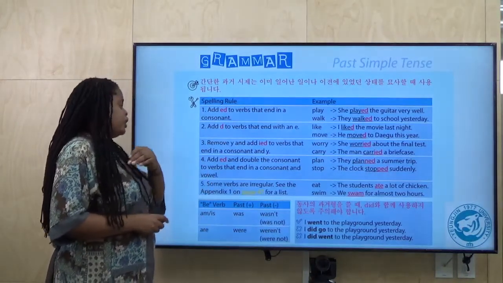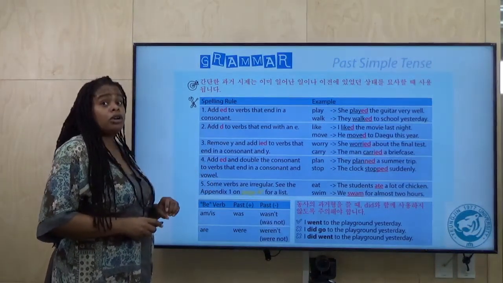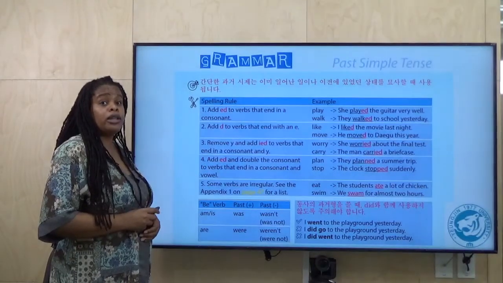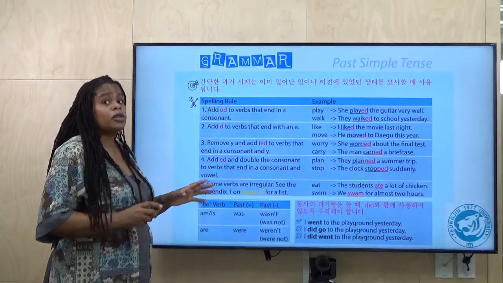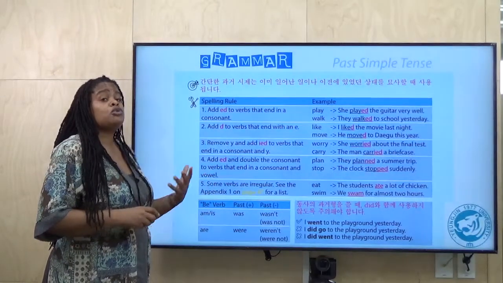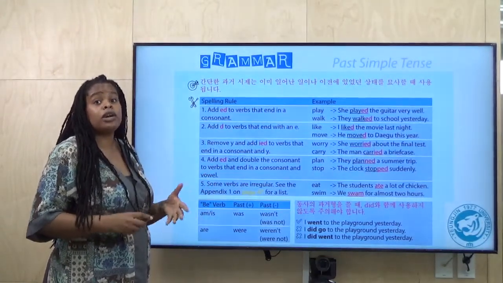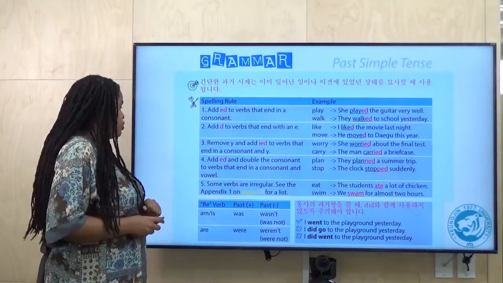Some verbs are irregular. I have a chart for you in the PowerPoint that will show you some of the more common irregular verbs. So today we're focusing on the regular verbs, but you do have to be aware of the irregular verbs that you will come across in your reading.